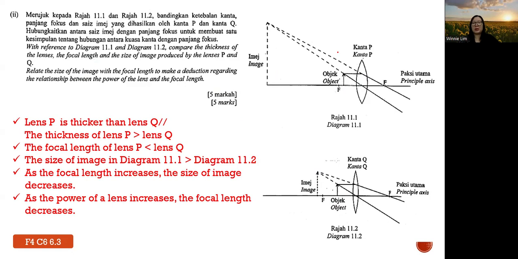Okay, you all can use the lenses P and Q or even the diagram, no problem. That's why you see the first point I try to show you all, you can use the symbol greater. Okay, the thickness of lens P is greater than Q. The focal length of lens P is less than lens Q. The size of image in 11.1 is bigger compared to 11.2. Then the focal length increases, size of image decreases, or power increases, focal length decreases, or inversely proportional, except for these relationship questions.